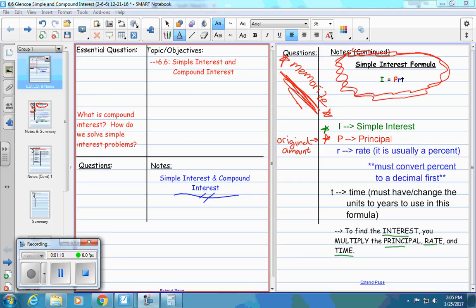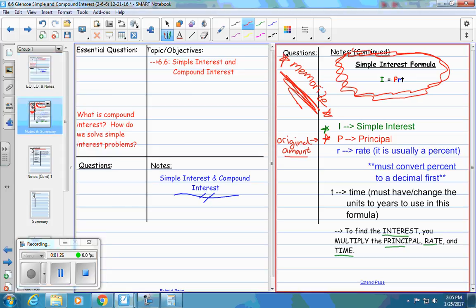The I stands for the simple interest. P stands for principal. And principal is just like the leader of the school, but another definition of principal is the original amount of something. So it's the starting amount of what you place in. The R is going to stand for the interest rate, and it's usually going to be given as a percent.